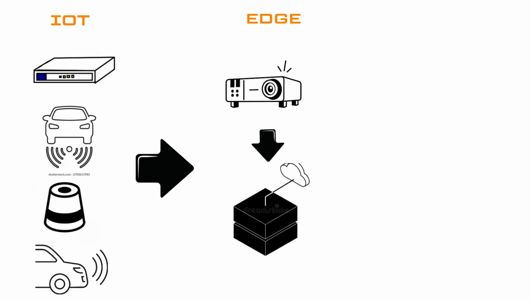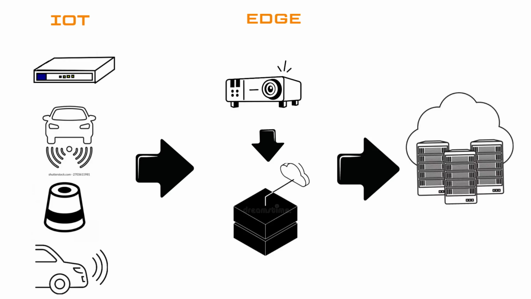Relevant data from the edge level is then transmitted to a data center, where it is analyzed globally and processed. This enables the creation of predictive models to improve the vehicle's intelligence, which are then distributed back to all vehicles.